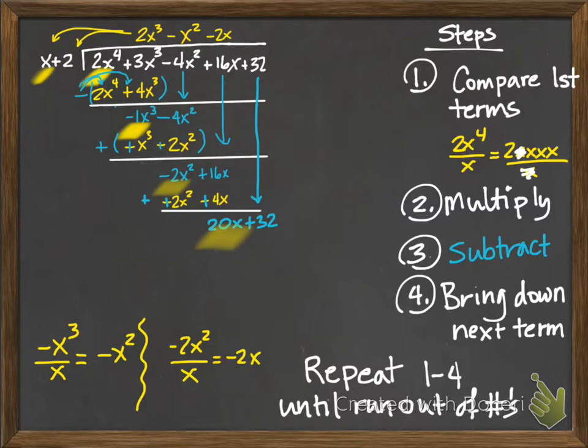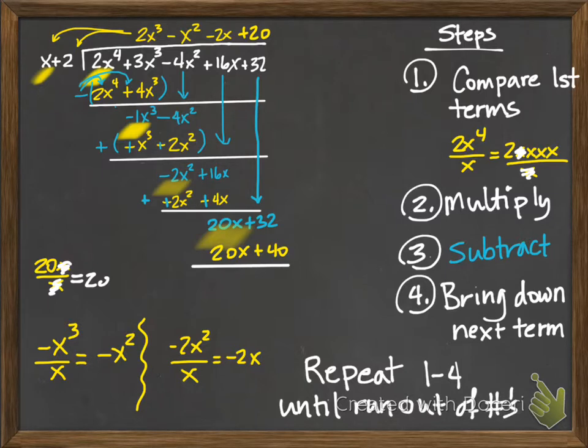Because if we look at it, we go 20x divided by x. This x cancels with this x, and we're just left with the number 20. So that's kind of good. So, okay, we go up here. We go, okay, plus 20. Ooh. Okay, now we multiply. So we have 20x. And then we have 20 times 2, so that's 40.